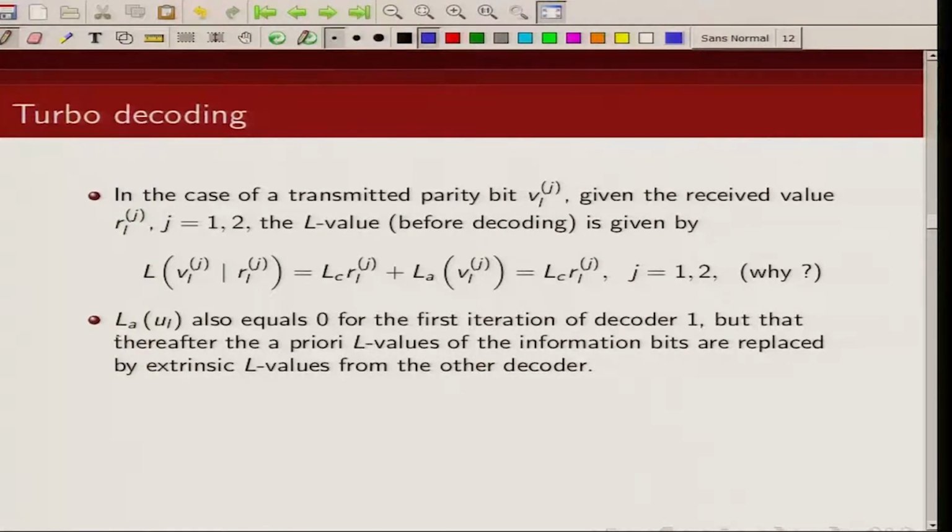As I said, initially we do not have any a priori knowledge about whether the bit is plus 1 or minus 1. So, we would assume that it is equally likely to be plus 1 and minus 1. So, the a priori log likelihood value, the L value, will be considered as 0 for the first decoder. But thereafter this a priori value will be replaced by the extrinsic values received from the other decoder, right.